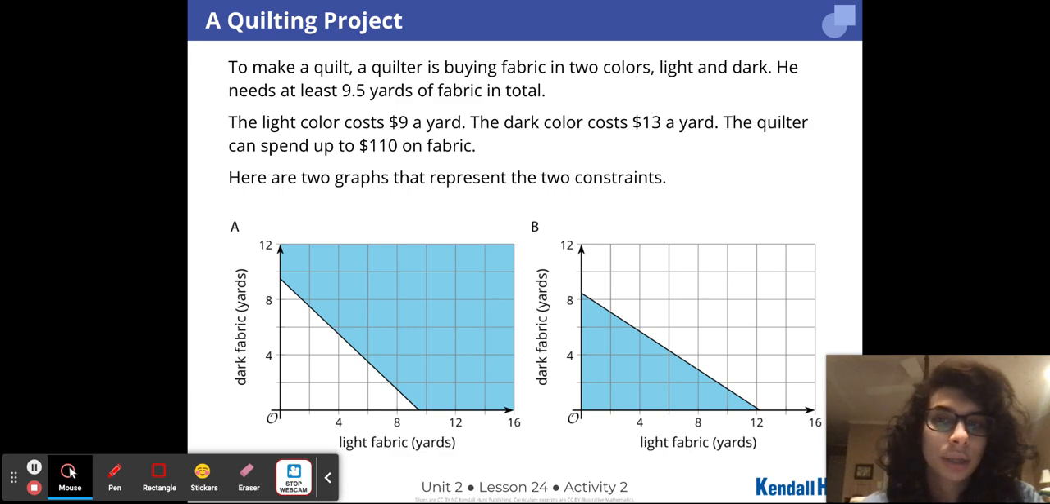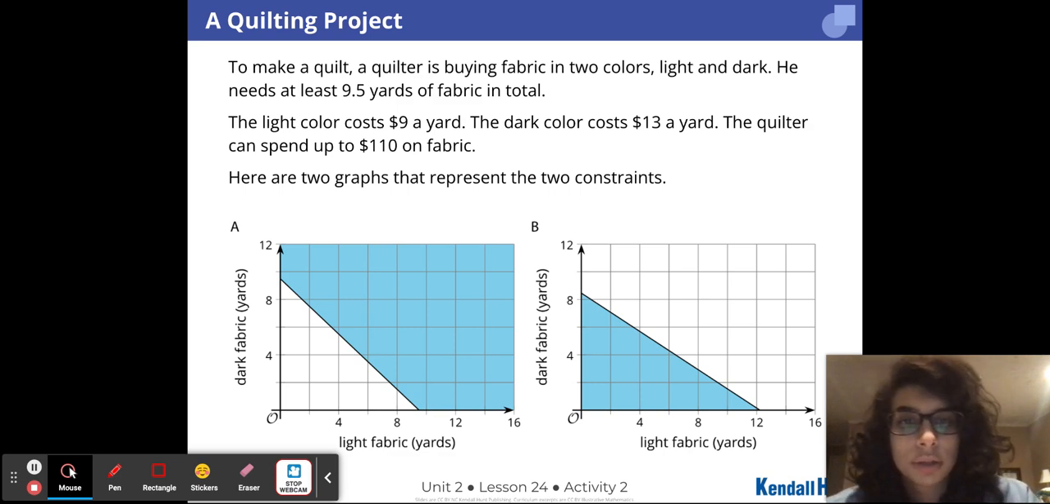In our quilting project, to make a quilt, the quilter is buying fabric in two colors, light and dark. He needs at least 9.5 yards of fabric total. The light color costs $9 a yard and the dark color costs $13 a yard. The quilter can spend up to $110 on the fabric. So I give you the two graphs that represent the two constraints here.